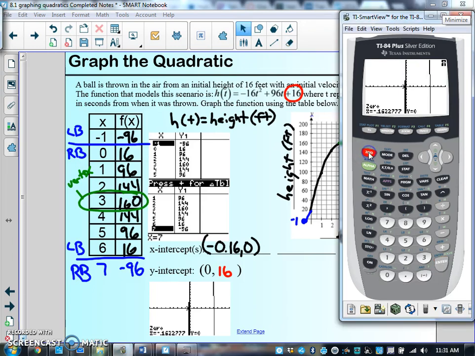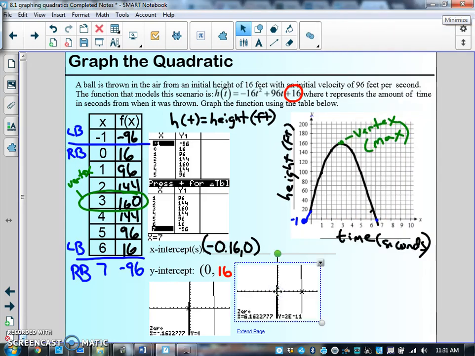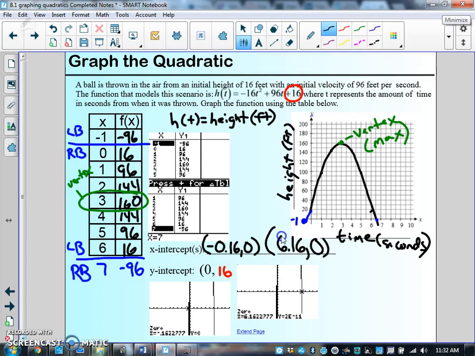I'm then going to go to second trace. Option number 2, which is 0s. My left bound now is going to be 6. Enter. My right bound is going to be 7. Enter. And I'm going to hit enter for my guess. And again, I see that this 0 is 6.16. So at 6.16 seconds, I'm going to have a height of 0, which means I've impacted. Okay? So this is when the ball hits the ground.